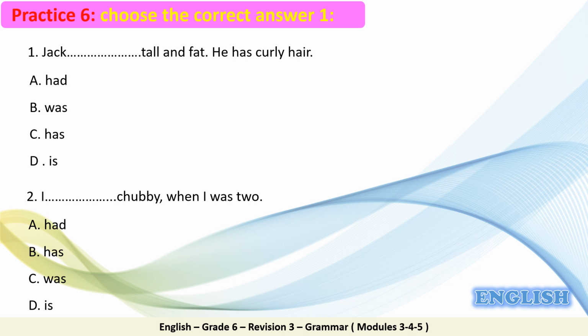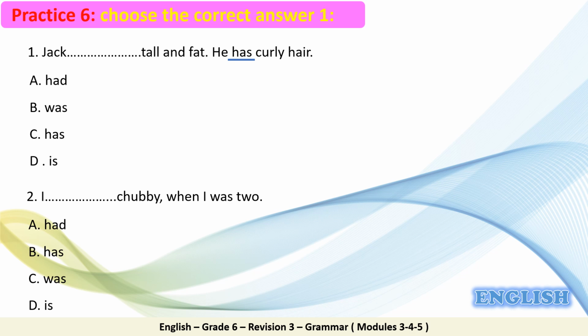Practice 6 about description in the present and in the past. Choose the correct answer. Jack had or was, has or is tall and fat. He has curly hair. What tense should we use here and what verb should we use here? Very good. We have in the second part he has, and this is the present tense. And so in the first part of the sentence we should use the present tense. Where are the verbs in the present? Excellent. We have either has, which is C, or is, which is D.